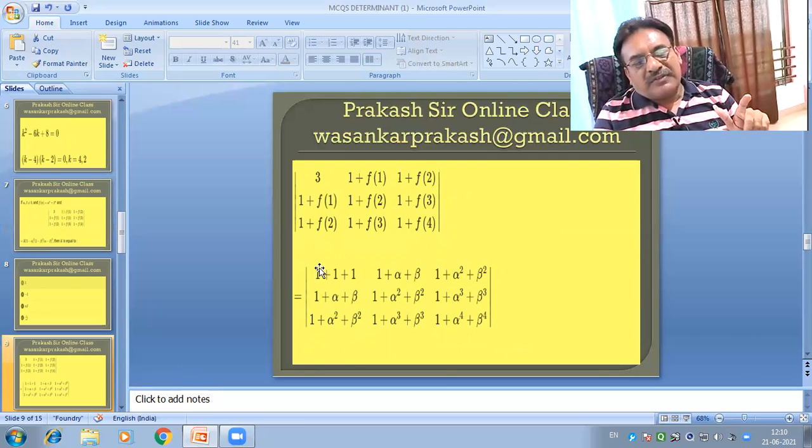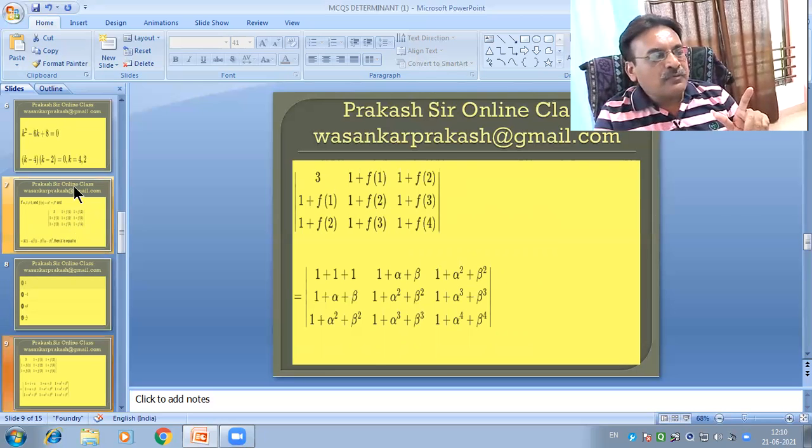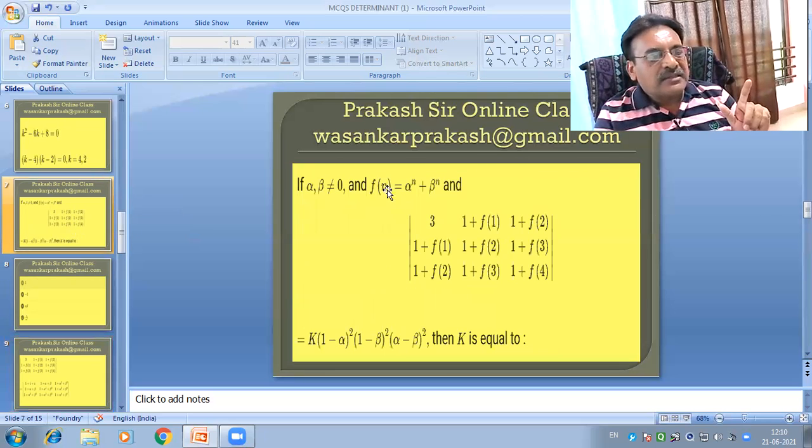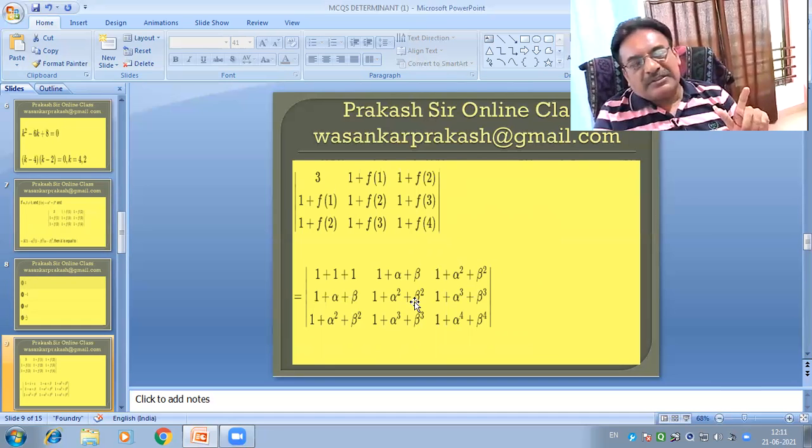After putting this, we get the determinant with first row 1 plus 1 plus 1. f of 1 is alpha plus beta, so 1 plus alpha plus beta. 1 plus f of 2, that is alpha square plus beta square. 1 plus f of 1, that is 1 plus alpha plus beta. 1 plus f of 2, that is 1 plus alpha square plus beta square. Because we find f of 2 from the given: it is given that f of n equals alpha to the power n plus beta to the power n. In this equation, by putting n equals 2, we get f of 2 equals alpha square plus beta square. So we write here alpha square plus beta square.